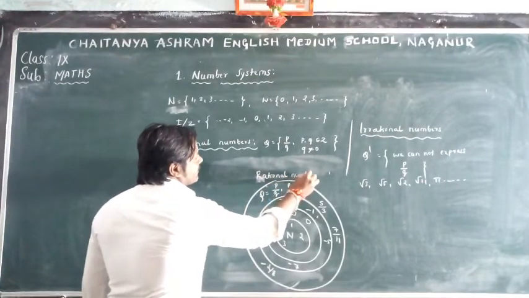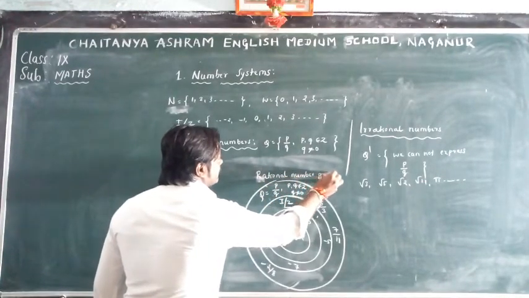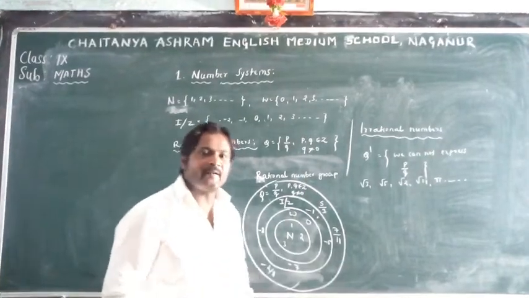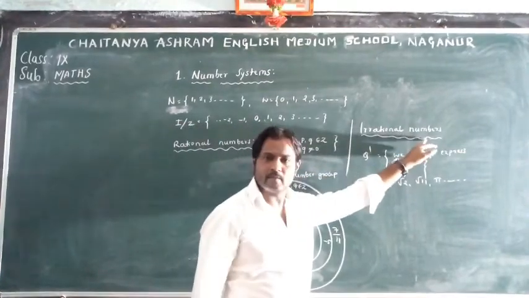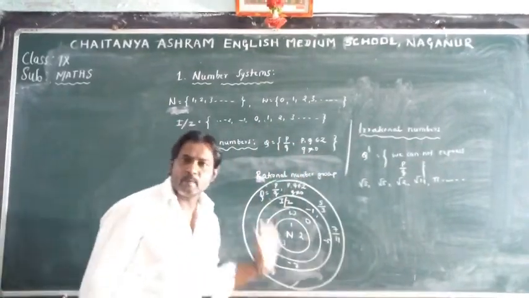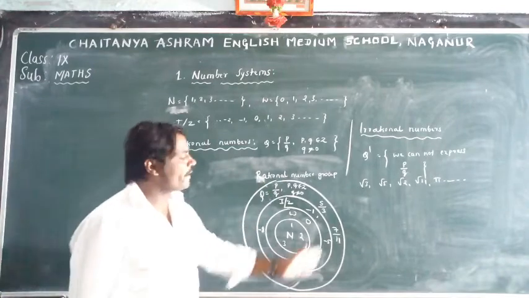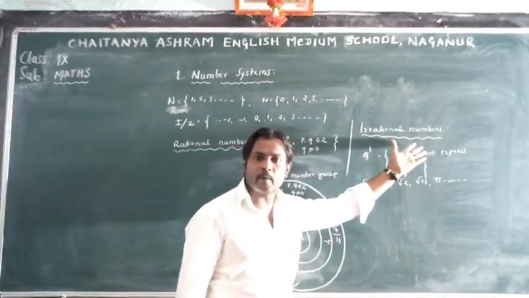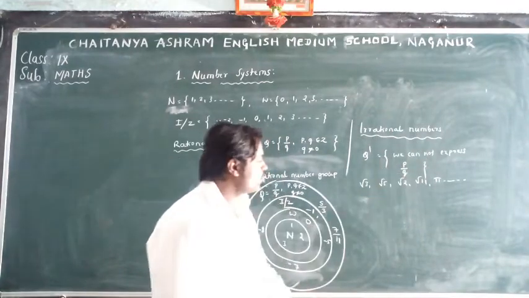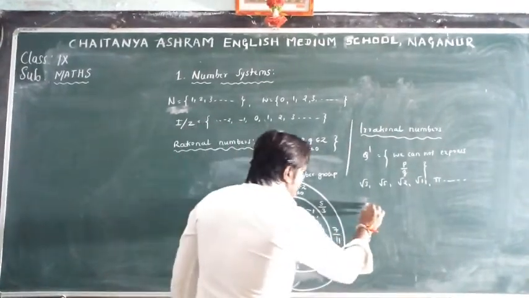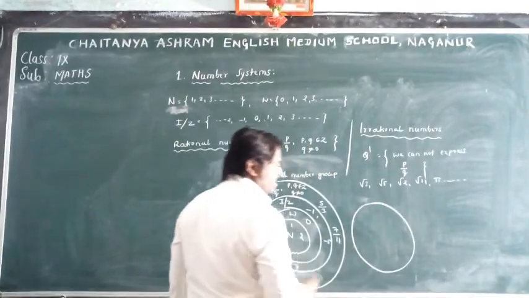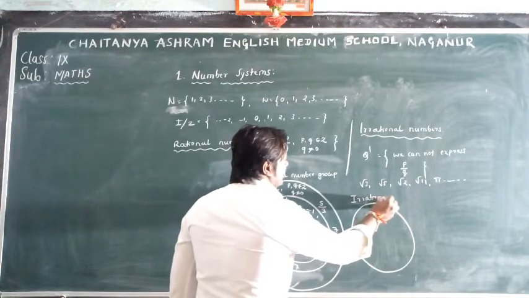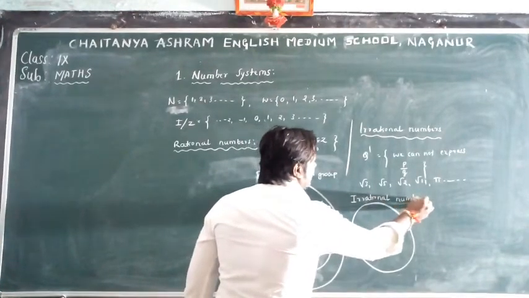Rational number group. Now I differentiate the irrational numbers from this rational number group, because these we can write in the form of P by Q, but these we cannot write in the form of P by Q. So I draw the irrational numbers separately. This is the group of irrational numbers, the irrational number group.